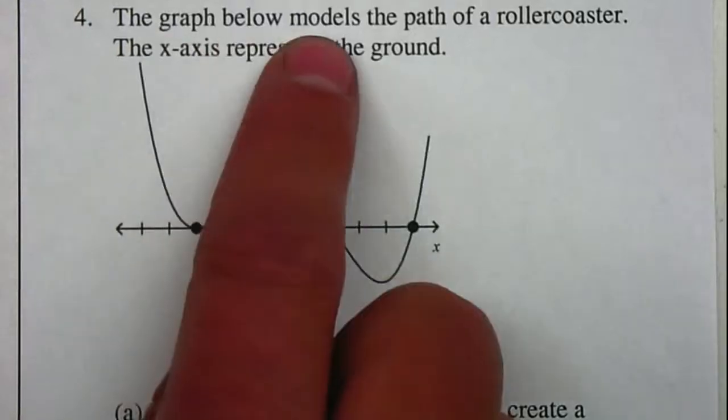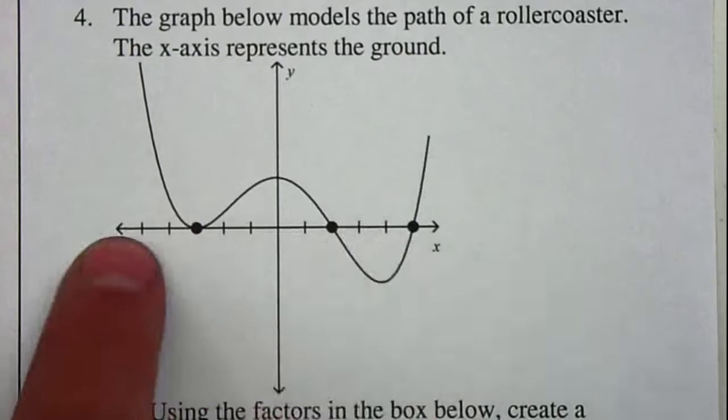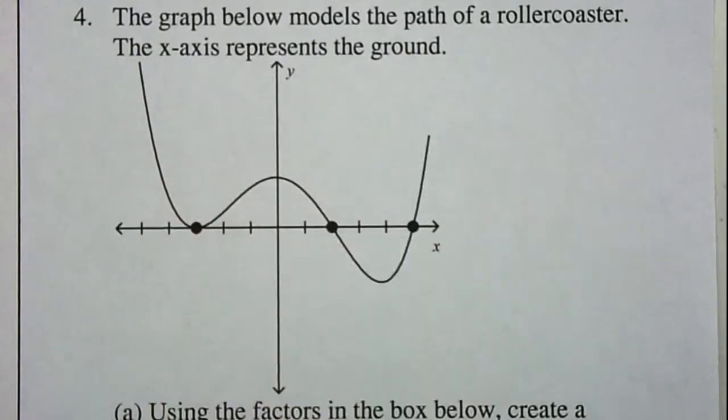The graph below models the path of a roller coaster. The x-axis represents the ground. So this is the ground and this is the roller coaster. And they ask you the following question.